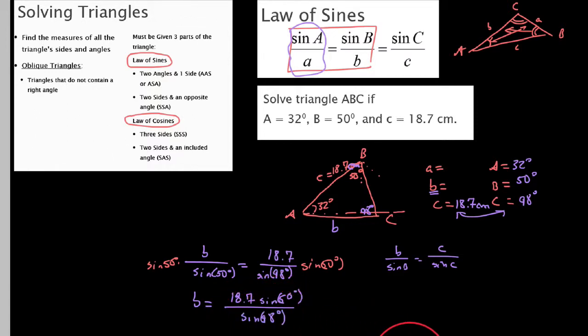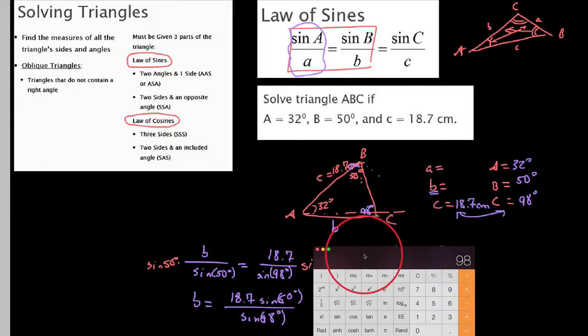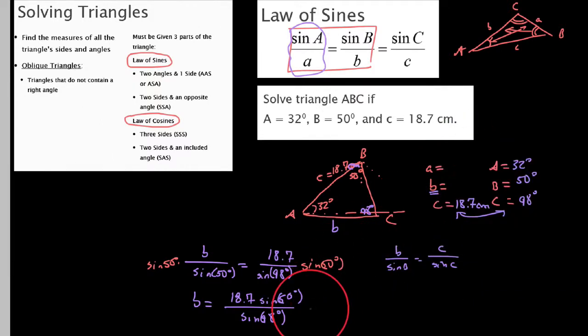And so I have to be careful on my calculator. If you have a scientific calculator, you can type this in a little bit more easily, but let's start with the sine of 50 degrees, and I'm in degrees mode here. Take the sine of that times 18.7. So here's our numerator value. I'm going to divide this by, in parentheses, the sine of 98, in parentheses, equals. So we get about 14.47.